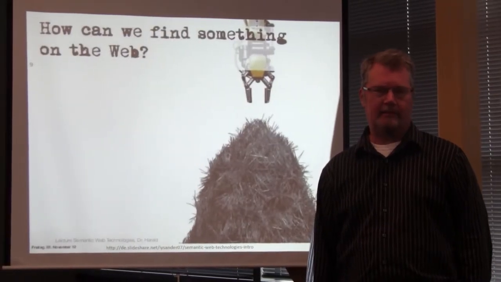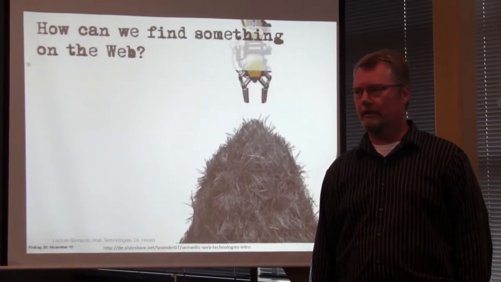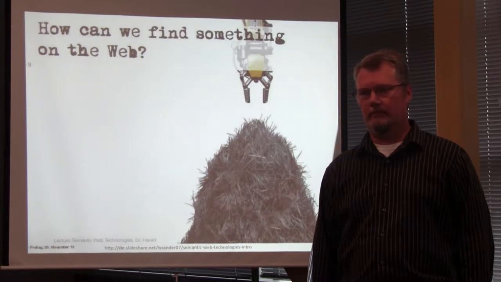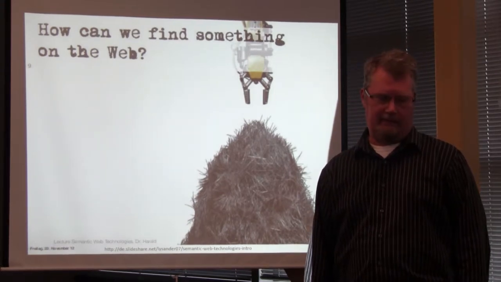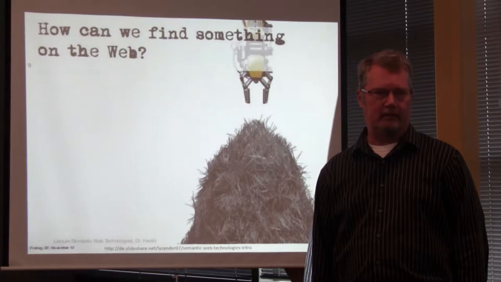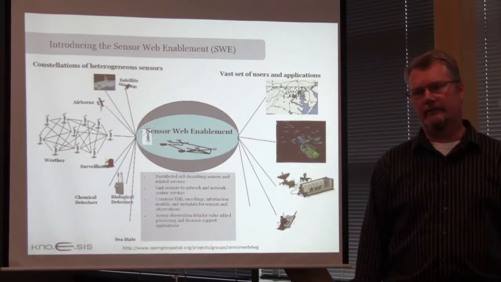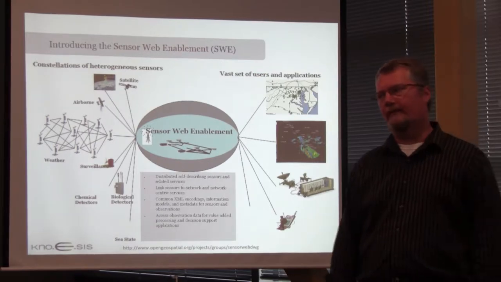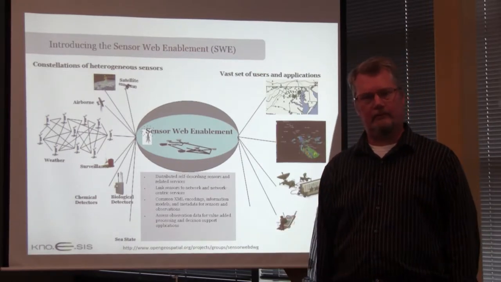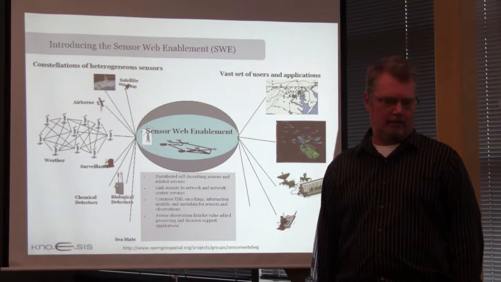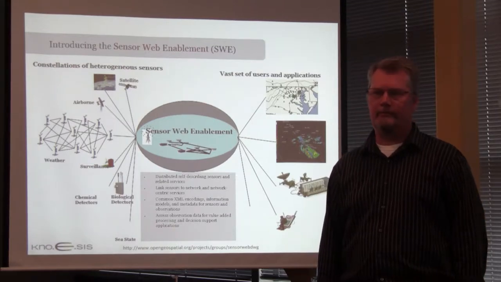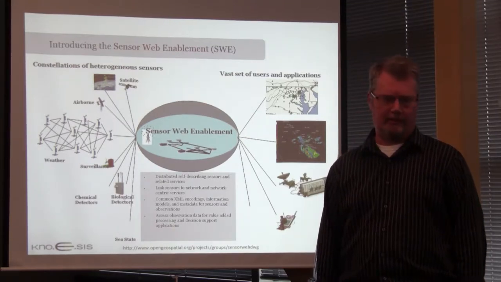So how do we find something when there's such a large variety of data to find? There are petabytes of data being generated on a weekly basis now. One of the things the OGC has developed is sensor web enablement. It's a way of annotating observations such that they can be understood by systems that weren't developed to work particularly with that sensor.